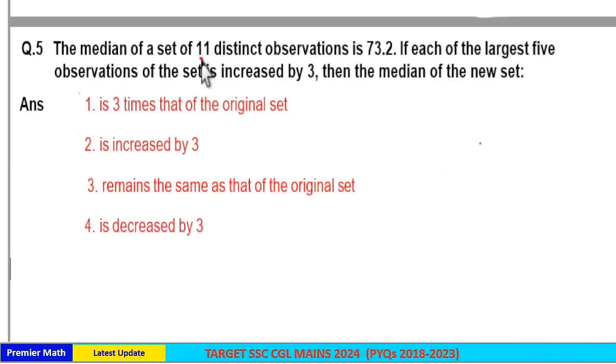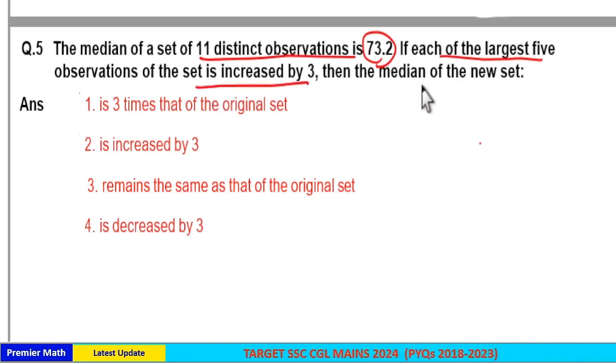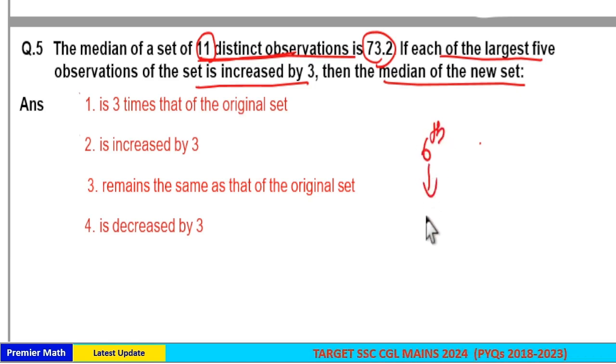The median of a set of 11 distinct observations is 73.2. If each of the largest 5 observations of the set is increased by 3, then the median of the new set is. Here, median of 11 distinct observations means arrange these 11 numbers in ascending order. Then the median is the middle number. Here the middle number is the 6th number.